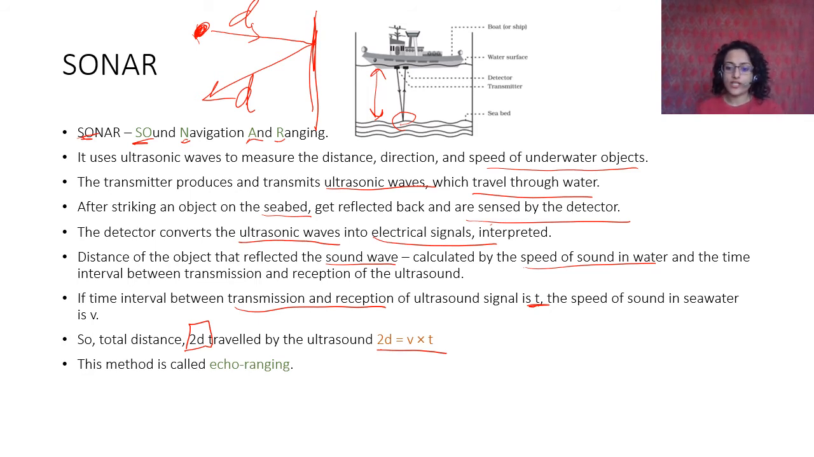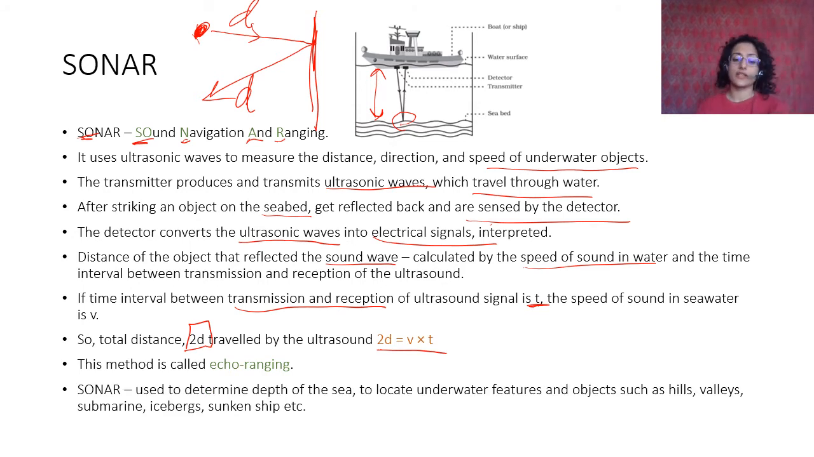It is called echo-ranging. And by doing this, they can see a lot of different things, right? It is used to determine the depth of the sea, or to locate underwater features or objects such as hills, submarines, icebergs, sunken ships, etc. To see the depth, how much depth there is here.